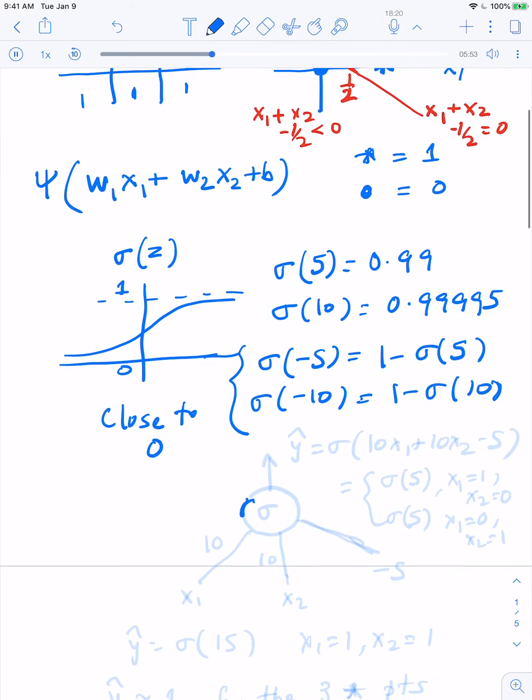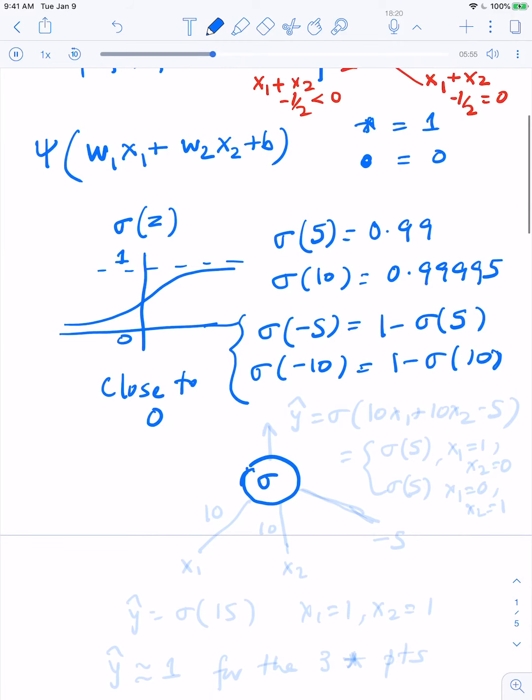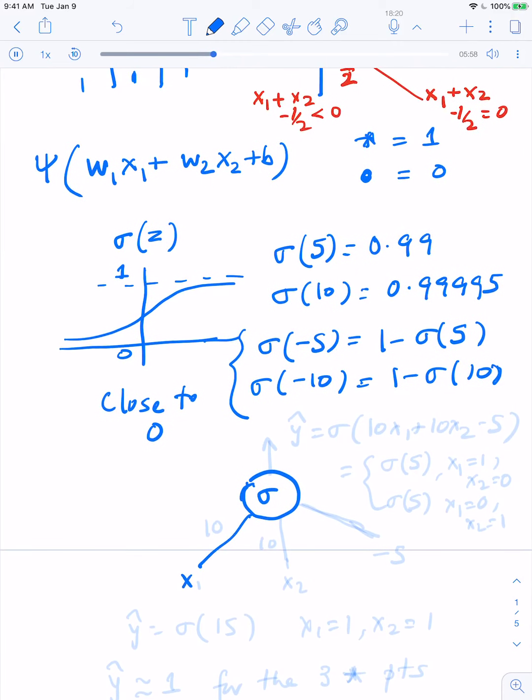Let's look at the sigma function here, of x1, x2. Instead of x1 plus x2, let me just put a factor of 10 here. So 10x1 plus 10x2. And so I had a minus half there. So maybe when I multiply that by 10, I'll get minus 5. And that will be the output. And what does that give me?